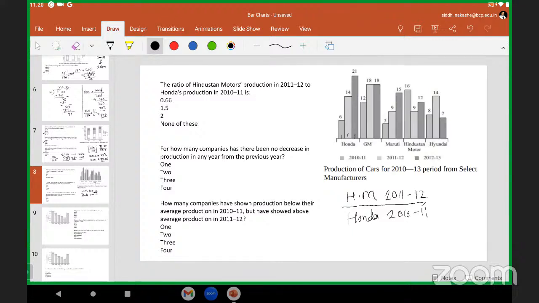So Hindustan Motors 11 to 12, that means the middle bar. So that is 9. And for Honda Motors, the first bar, that is 2010 to 11, that is 6. So this will give 1.5. It was a very basic question. This has to be your answer. So you can look at the next question.